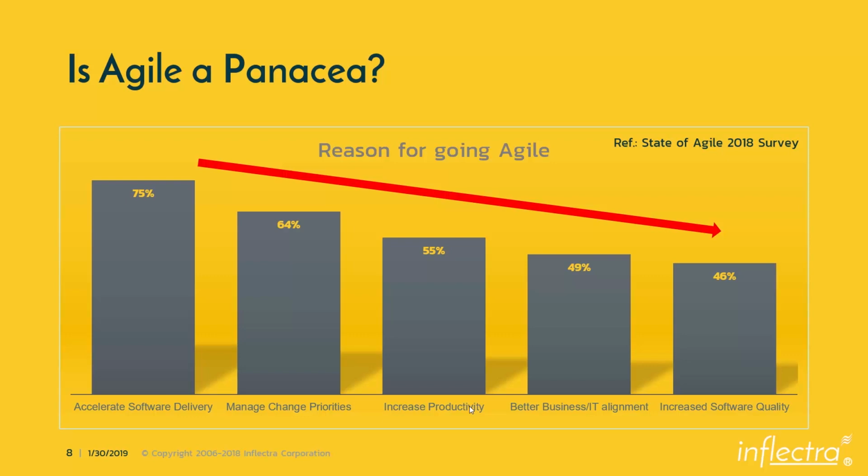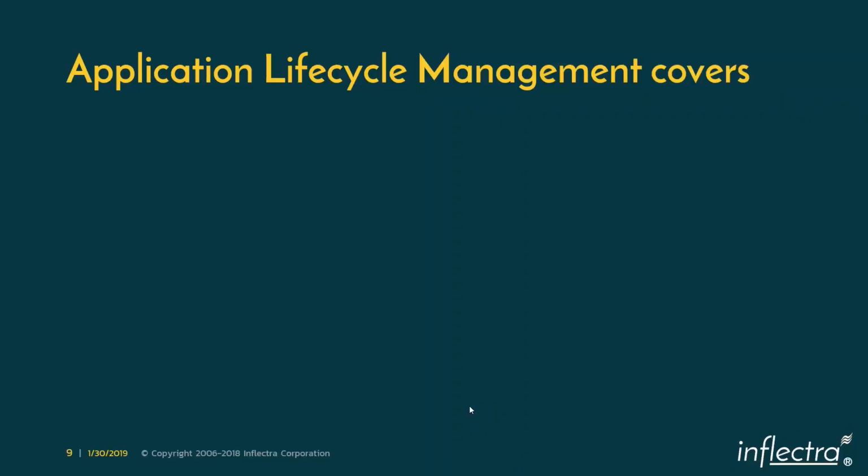People, process, and technology have to be integrated around the value proposition. The tool of choice across these people and processes should enable this change. So what should application lifecycle management cover?